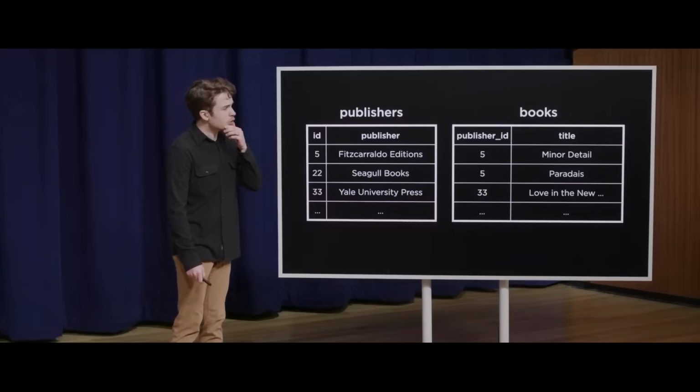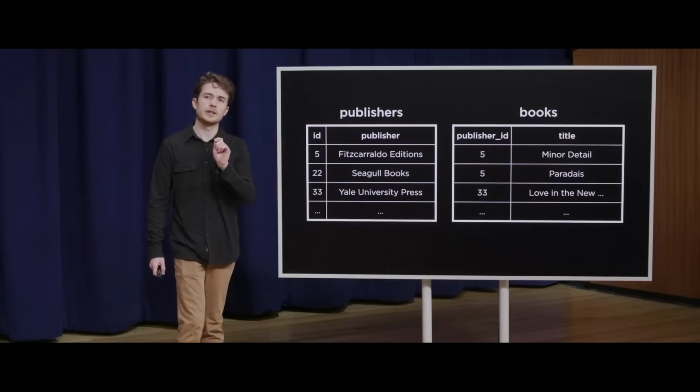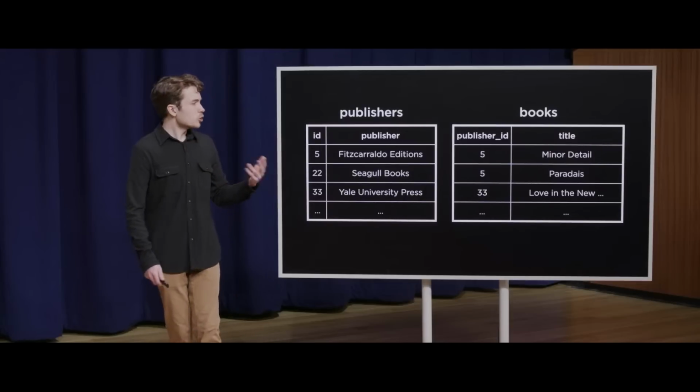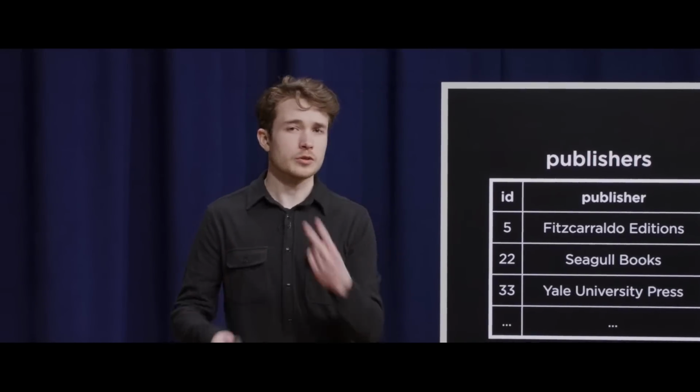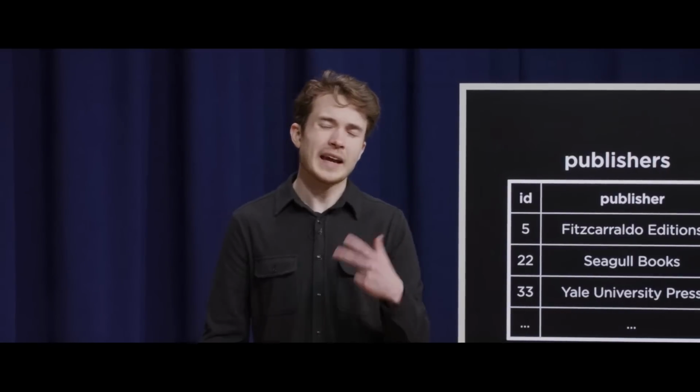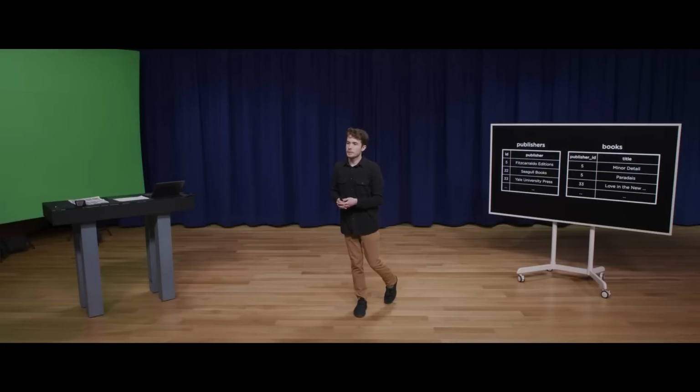So I could probably solve this problem, but let me ask again, what queries might I need to answer this question? There are two queries that I need to do to answer the question of which books were published by Fitzcarraldo Editions. What two queries are they? Let's go to Jean-Paul. I think it's select and where. Did you mean keywords or queries? Yeah, so keywords would be great.